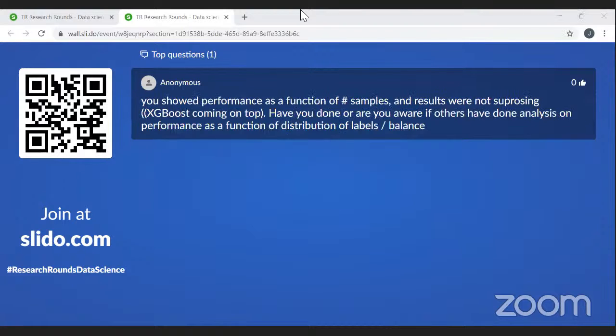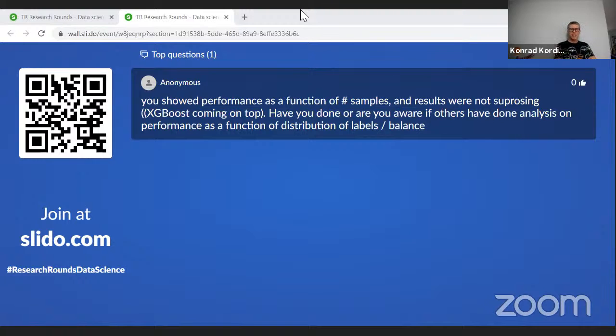And the next question is, you showed performance as a function of number of samples, and results were not surprising, XGBoost coming on top. Have you done, or are you aware if others have done, analysis on performance as a function of distribution of labels or balance? Yeah, I think we understand mathematically quite well how balance matters. It just means that one class is very small, which effectively means that the results will be wrong in an understandable way. I'm not sure if people have done that meta-analysis. I believe in the paper with the RACT lab, there is some analysis on class balance.